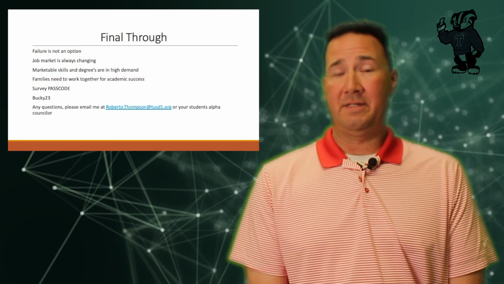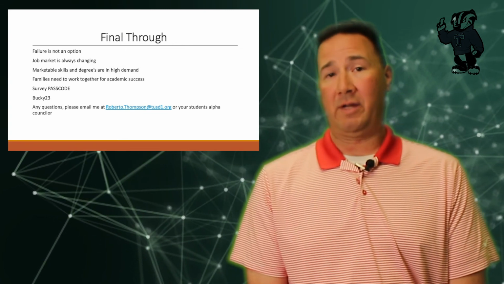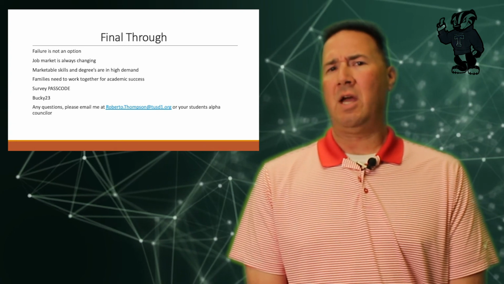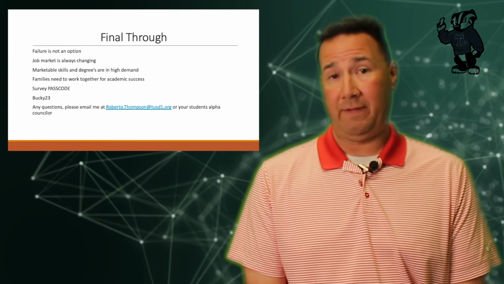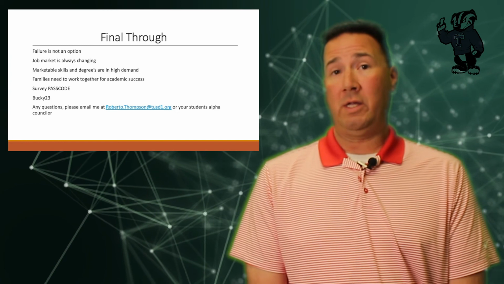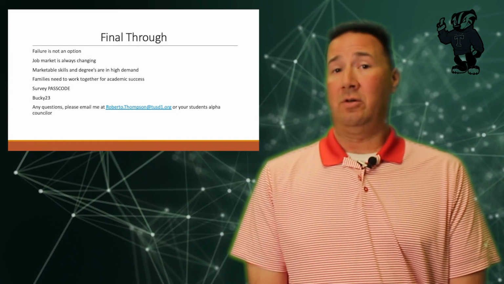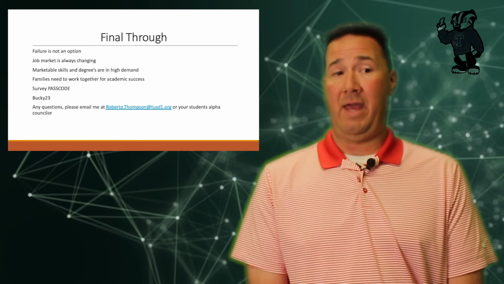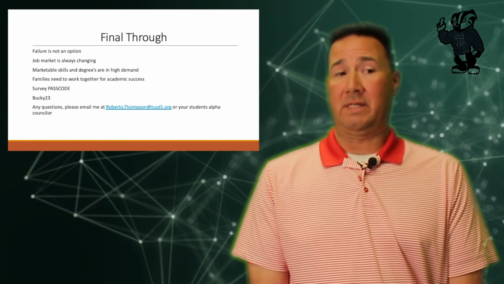Couple final thoughts. Number one, failure is not an option. We know how the job market is changing. Just look in the paper, just look online. Look at how many jobs require a bachelor's degree or a marketable skill or having a certificate. This is the job market in the 21st century. We want your son or daughter to be able to live the life that they choose. High school is the foundation for that. So having marketable skills and a degree are in high demand. Families, we need to work together to make sure that we have academic success.